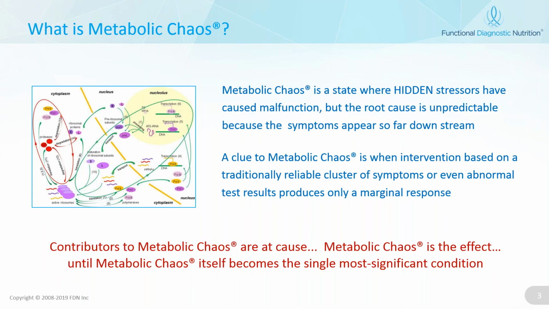I just use a big fancy word, metabolic chaos, but it's really pretty simple. It's a state where hidden stressors have caused malfunction and disease processes, but the root cause is unpredictable because the symptoms appear so far downstream. Now that is something that you all know pretty intuitively, I think. A clue to metabolic chaos is when intervention based on a traditionally reliable cluster of symptoms, combined even with abnormal test results, produces only marginal responses.